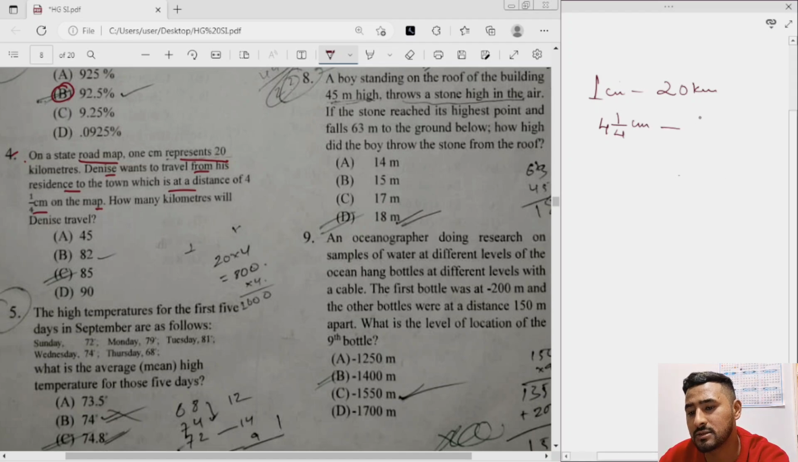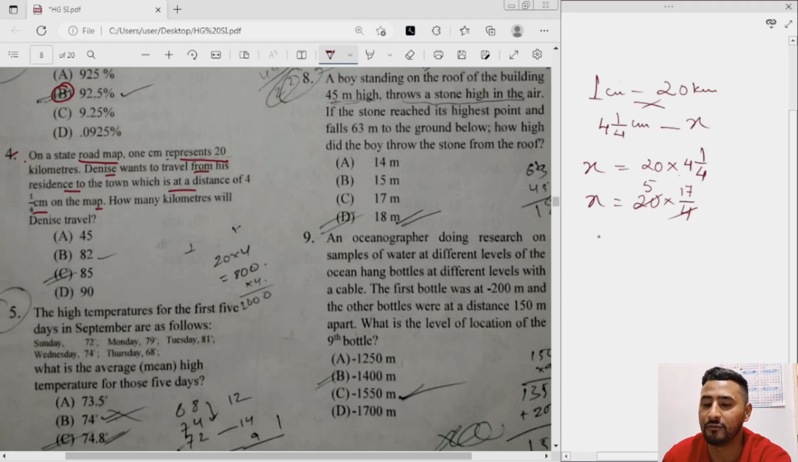So how many kilometers? Just write x. Use our method, cross multiply. 1 into x will be x, and this will be equal to 20 into 4 1 by 4. Convert this mixed fraction: 4 into 4 is 16 plus 1, 17 by 4. Cancel this one, 4 5s are 20. 5 into 17 is 85. So x will be 85. Dennis will have to travel 85 kilometers. So the answer will be option C.